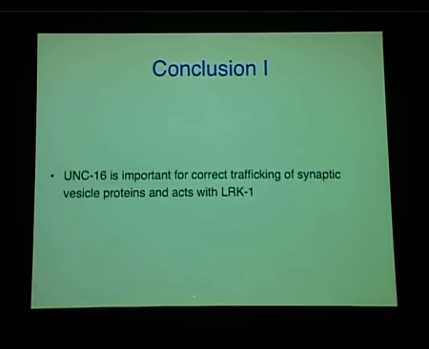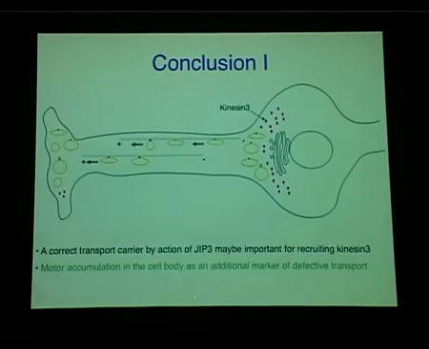So what we learned from this study is that GIP3 is very important for the correct trafficking of synaptic proteins, and we think it occurs from the cell body, possibly the Golgi or the endosome, and it acts along with LARC1. But what is much more important is that a correct transport carrier is necessary to be able to recruit the motor. And in addition, what we gain for our future studies, which we are already finding pretty useful, is that the motor accumulation in the cell body is an additional marker for defective transport, where possibly you're not recruiting the motor onto the cargo surface.